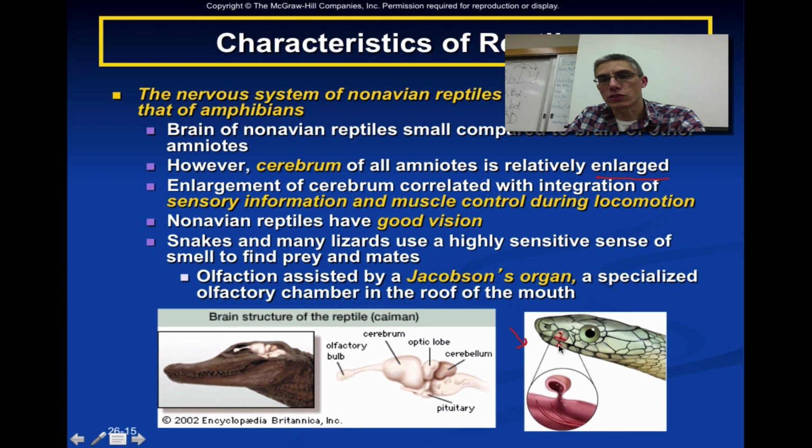Oftentimes what you'll notice about some snakes is that they will actually use their tongue to smell the environment. As they stick that tongue out, they'll bring it back in, and they'll bring in the chemicals or the molecules that they've picked up in their environment, and they'll put those on this Jacobson's organ, and it allows that animal to sense what's going on in that environment. So again, it's going to help that animal in terms of finding prey, and again, as we had said, maybe when it comes to finding a mate.